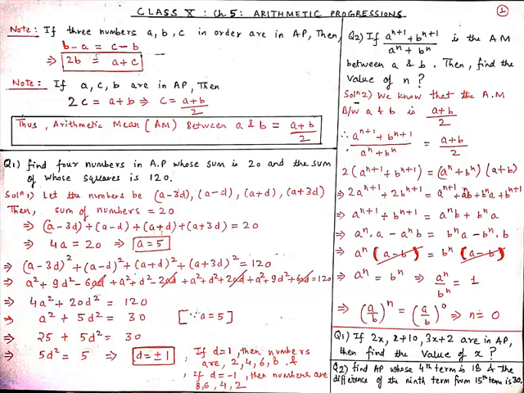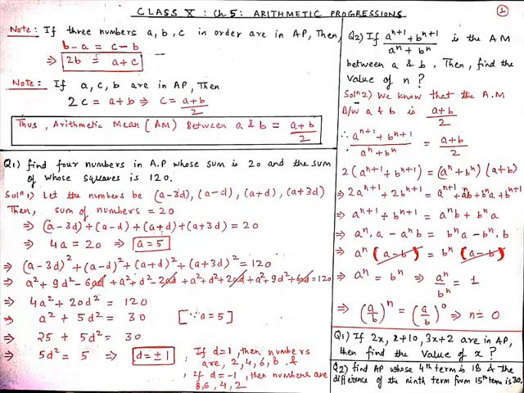And now students, our first question for today is: find four numbers in AP whose sum is 20 and the sum of whose squares is 120. So as I have already told you, the selection of terms in AP: when the number of terms is even, then the terms will be a minus d, a plus d. So here in this question, we have four numbers, which is even. Therefore, our numbers in AP will be a minus 3d, a minus d, a plus d, a plus 3d.